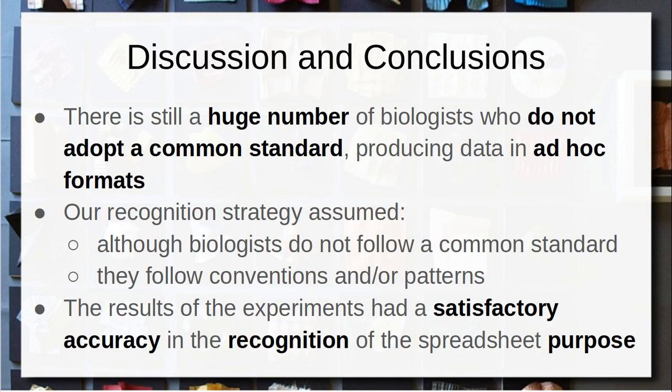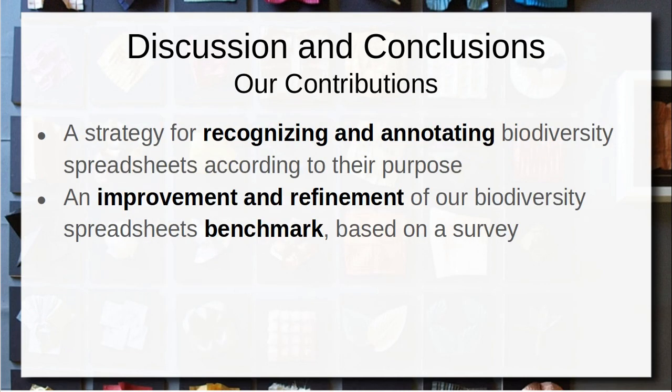So, to conclude our work and the experiments: there is still a huge number of biologists who do not adopt common standards, producing data in ad hoc formats. Our recognition strategy assumed that although biologists do not follow common standards, they follow conventions and patterns. So the results of our experiments had satisfactory accuracy in the recognition of the spreadsheet purpose. Our two main contributions are the strategy for recognizing and annotating biodiversity spreadsheets according to their purpose, and an improvement and refinement of our biodiversity spreadsheets benchmark based on the survey.